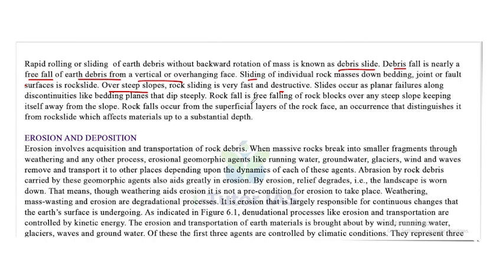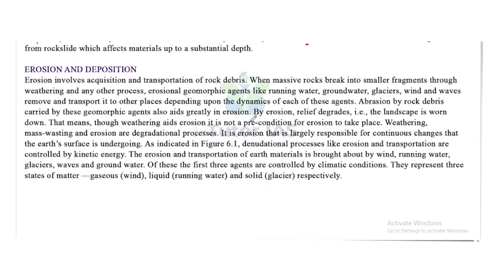A rock fall is free falling of rock blocks over any steep slope keeping itself away from the slope. Rock falls occur from the superficial layers of the rock face, an occurrence that distinguishes it from rock slides which affect materials up to a substantial depth. Now, erosion and deposition.